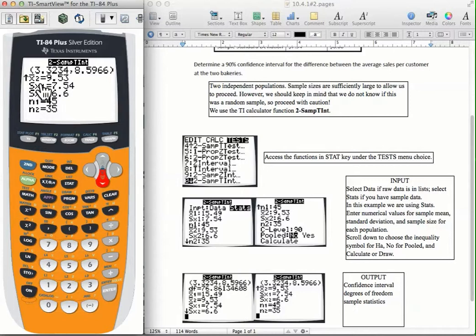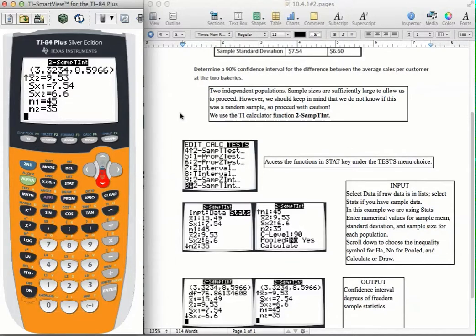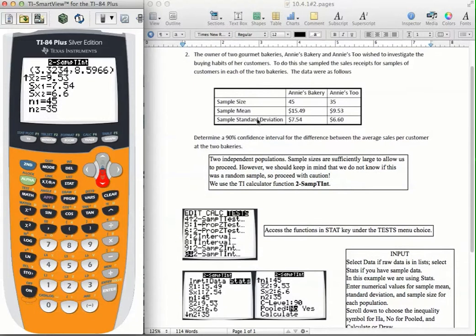So we have this confidence interval, and we can say that the difference between the average sales, the means, is always positive. And I think we did Annie's Bakery minus Annie's 2, so it looks like Annie's Bakery has a little bit higher mean sales than Annie's 2.